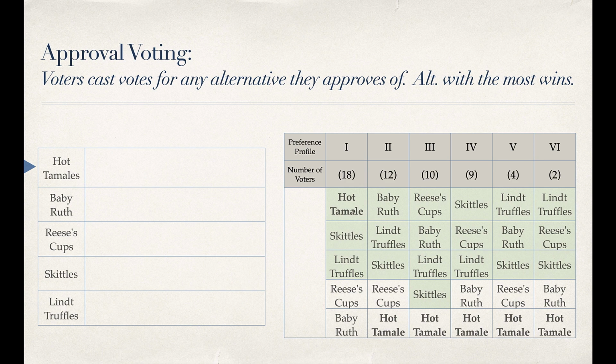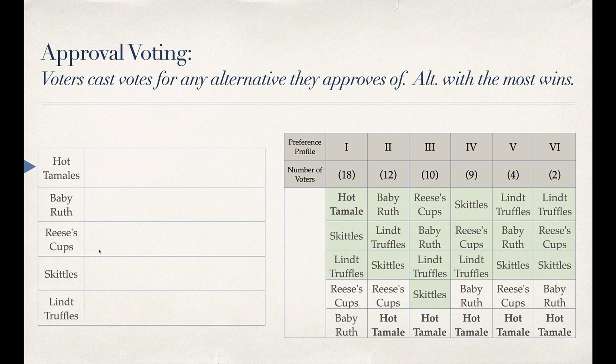And now this green shading, which we've ignored for all the other voting rules, is going to matter, because the green shading means it's above their threshold for approval. They approve of that and will vote yes for it. For things below the green, that are not shaded green, I should say, they will vote no for those. So for example, 18 people will vote yes for Hot Tamales out of Group 1 because they approve of it.